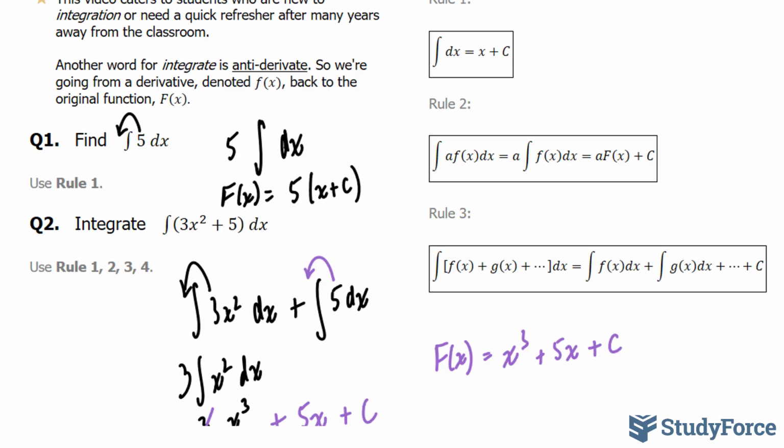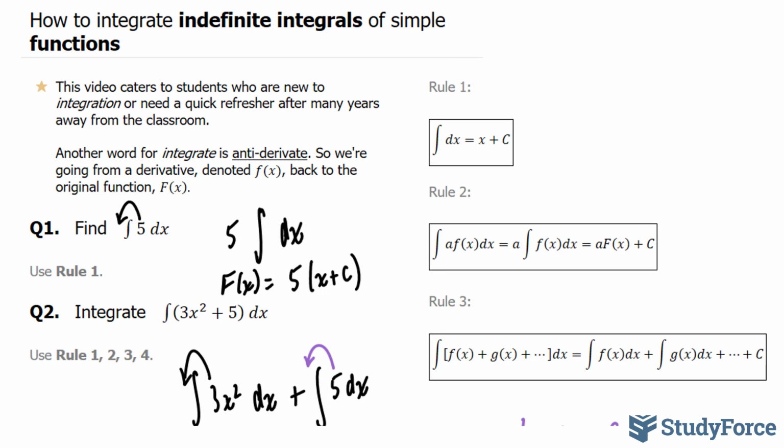And there you have it, 6 examples on how to integrate indefinite integrals of simple functions.